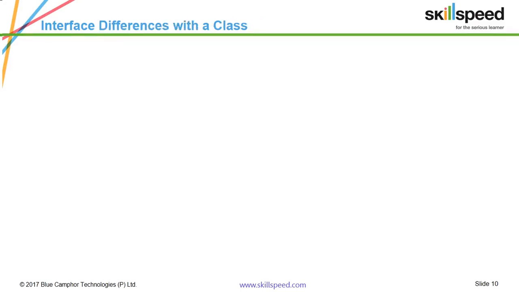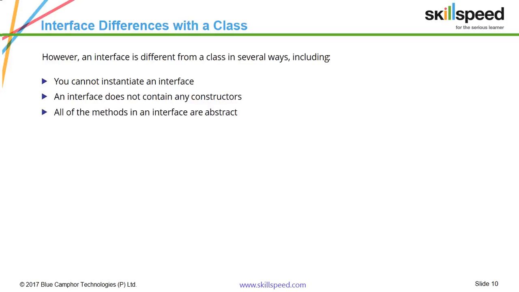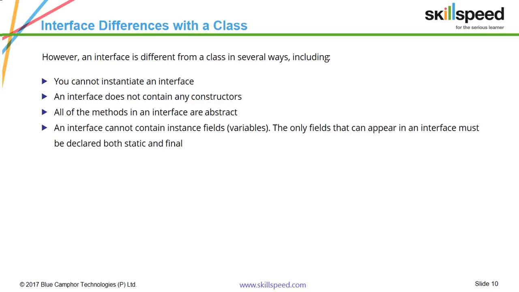Let us look at the differences between interfaces and a class. An interface is different from the class in several ways, including that we cannot instantiate an interface directly. An interface does not contain any constructors. All of the methods in an interface are abstract only. An interface cannot contain instance fields, which means instance variables. The only fields that can appear in an interface must be declared both static and final.